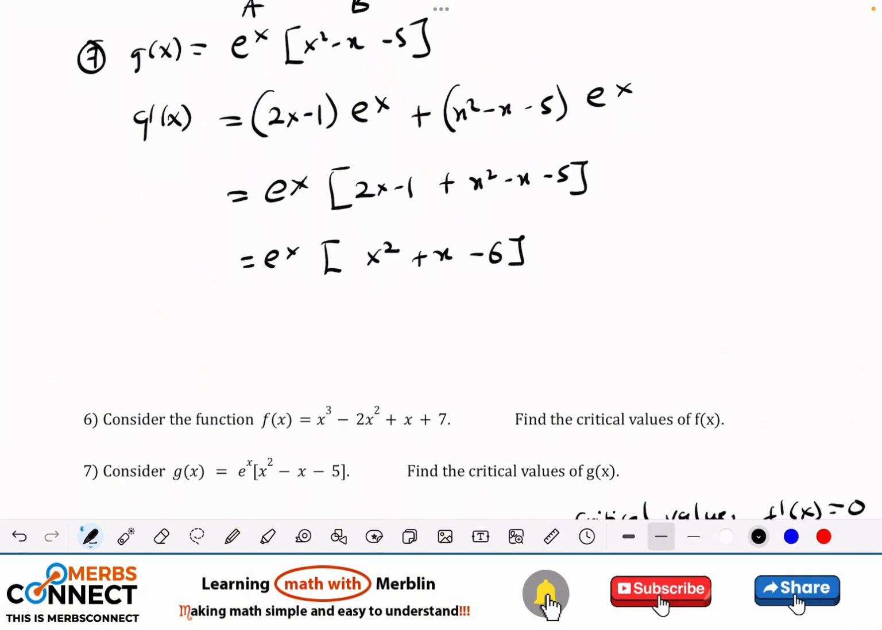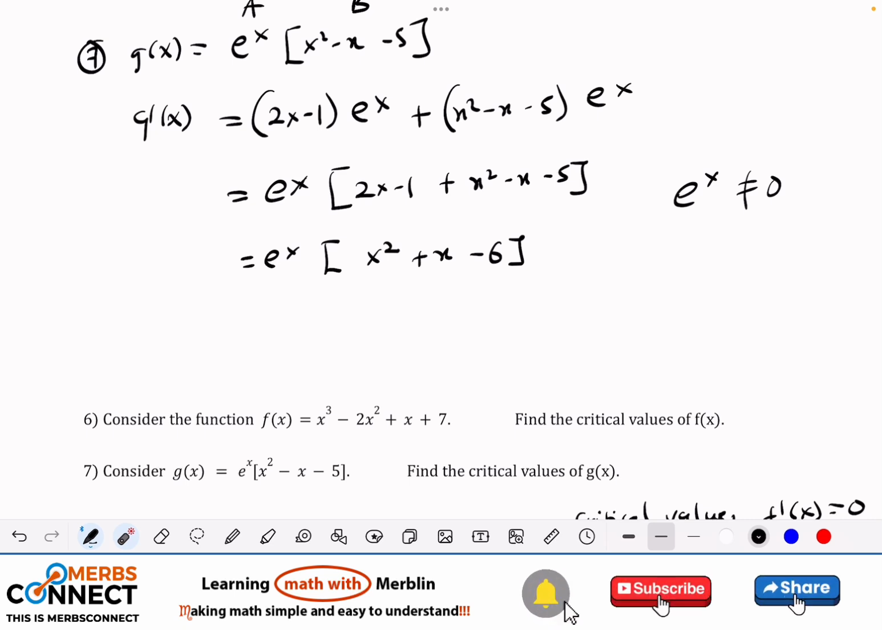So now we need to do the factorization. Don't worry about this guy here, right? Because this guy is an exponential function, and we can say that this shouldn't be equal to 0, because we don't have a specific value that will make this one equal to 0, unless x is equal to negative infinity.